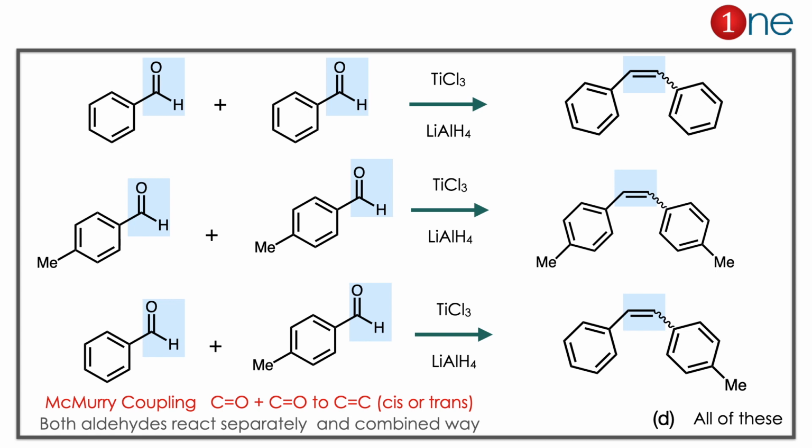Here you have to learn two important things. One is McMurry coupling, a functional group conversion reaction. It converts C=O into C=C, so the aldehyde is converted into an alkene. The second thing is that the reaction can give cis or trans because there is no specificity. Both can be cis or trans. That's why the trans bond is not specified here.